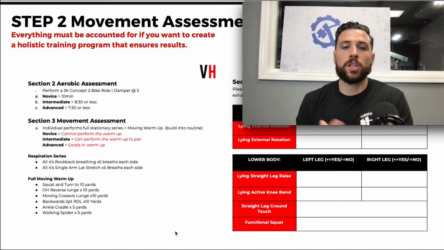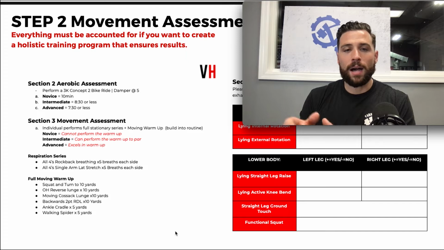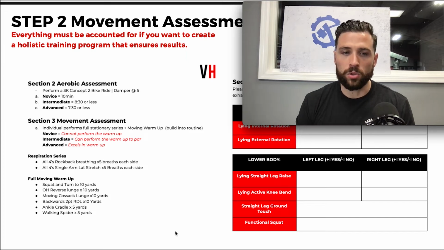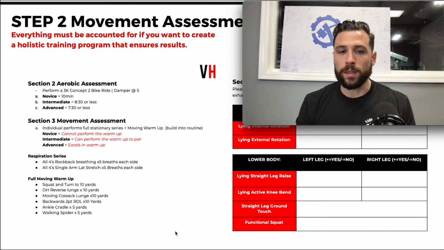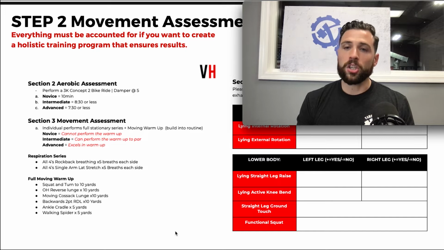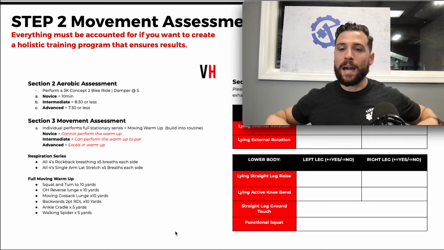We're trying to build in ownership and accountability when athletes walk inside our doors. So part of our respiration series here is all 4s rock back breathing. This is a simple respiration drill that we just want to see during our assessment. How well can I expand air in all 4 cavities? Anteriorly, posteriorly, and laterally, right?